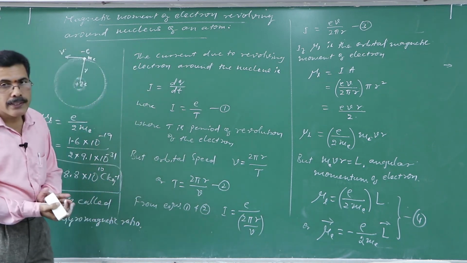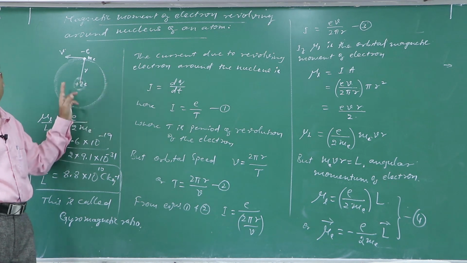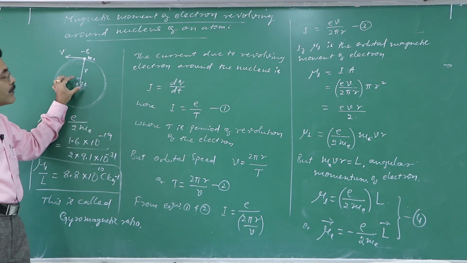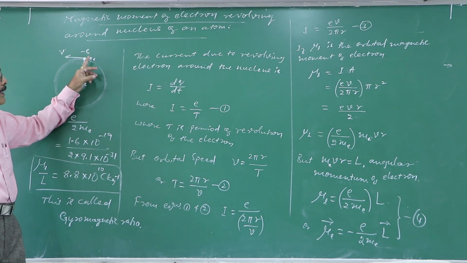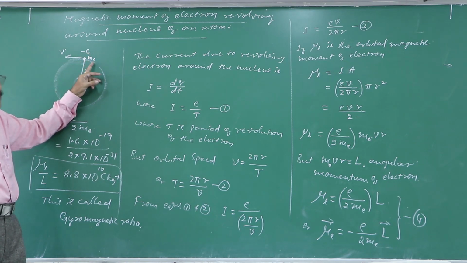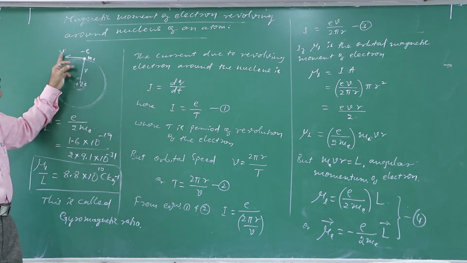I once again explain this. Let us consider an electron revolving around nucleus of an atom. Let the charge on the nucleus be plus Ze. Electron has a charge minus e and mass of the electron is me. It is revolving around the nucleus of an atom with orbital speed v.